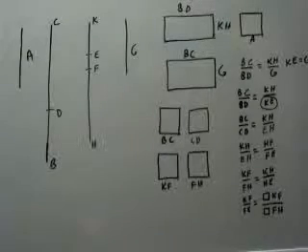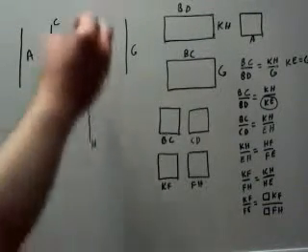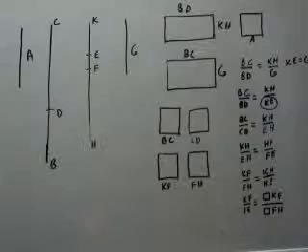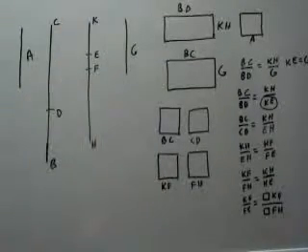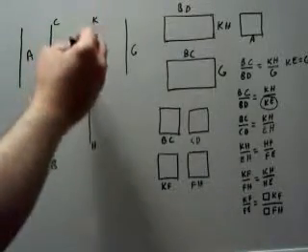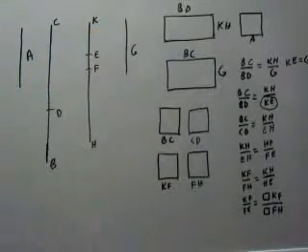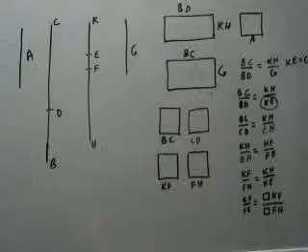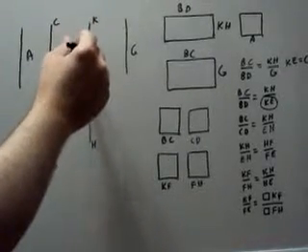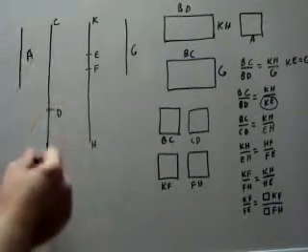But BC, this length right here, is greater than BD, which is this length right here. Therefore, KH, which is this length right here, is greater than G. Let KE, which is this length right here, be made equal to G. I know it doesn't look equal to G in this diagram, but we're going to make it equal to G. Therefore, KE, which is this right here, is commensurable with BC.